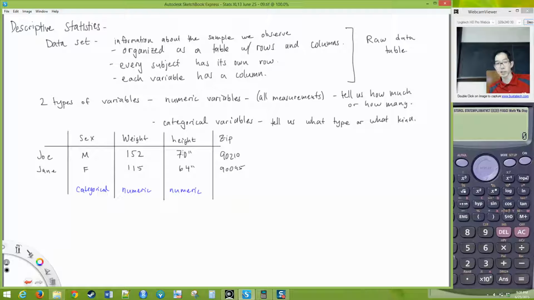You can say that with height. You can say Joe is 6 inches taller than Jane. Joe is 37 pounds more than Jane. You can say that. But you can't say Joe is 100 whatever zip code more. Okay, so this would be categorical.